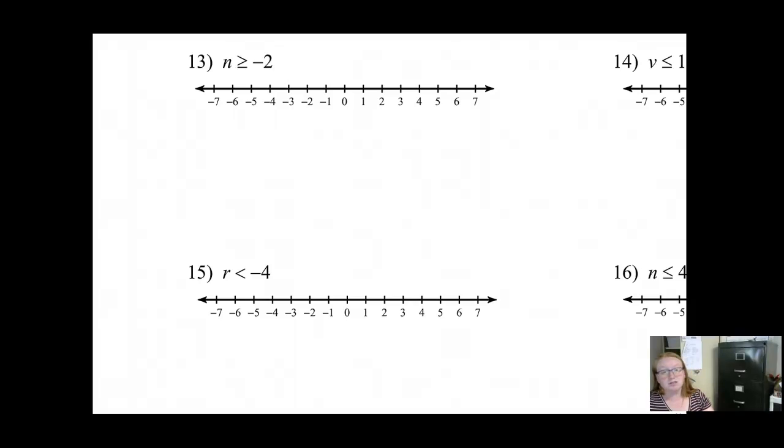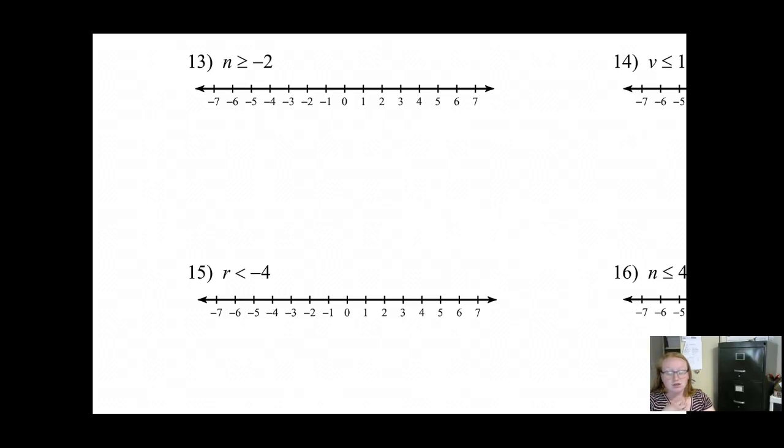So this video deals with page 2 of your unit review. I'm looking at inequalities. I want to go ahead and put them on a graph and make sure that they're going the right direction and put them in interval notation. So right now I'm looking at n is greater than or equal to -2.